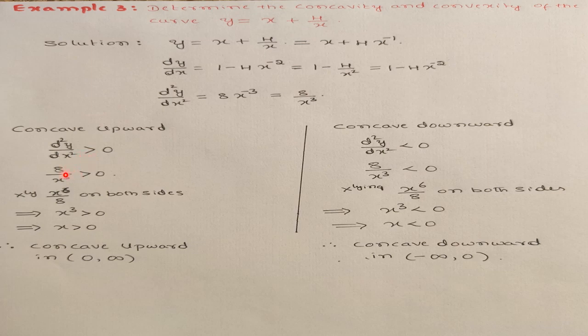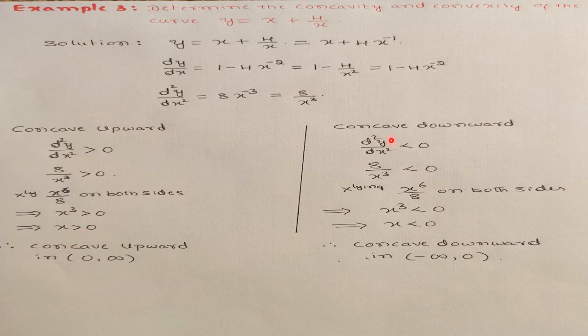Therefore, 8 divided by x cube is greater than 0. Isn't it? Here, 8 divided by x cube is greater than 0 means x cube is greater than 0. Multiply both the sides by x to the power 6 divided by 8, you will get x cube is greater than 0. X cube is greater than 0 means x is greater than 0. X is greater than 0 means here concave upwards in the interval 0 to infinity.